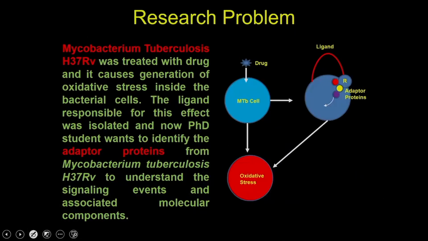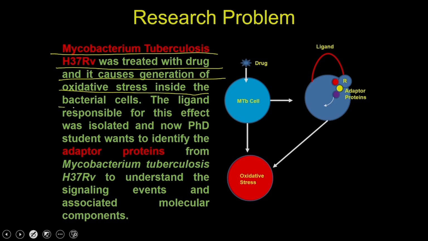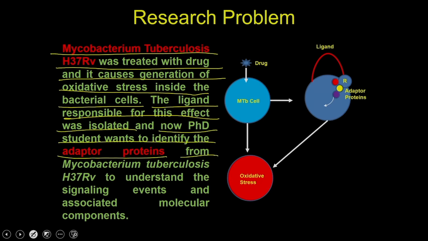Now we have the third experiment, in which Mycobacterium tuberculosis was treated with a drug, and it causes the generation of oxidative stress inside the bacterial cell. The ligand responsible for this effect was isolated, and now the PhD student wants to identify the adapter protein from Mycobacterium tuberculosis to understand the signaling events and the associated molecular components.